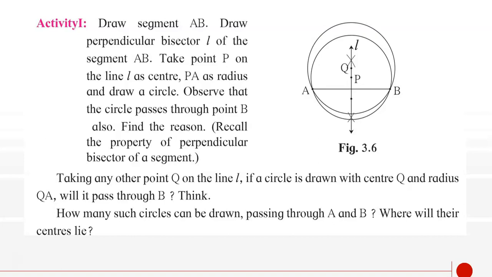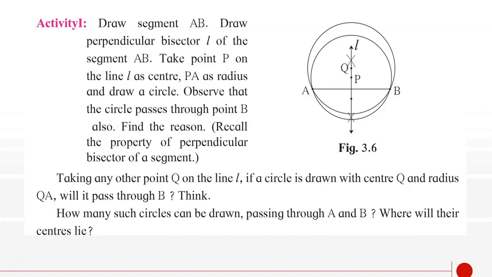Find the reason. Now over here you need to recall the property of the perpendicular bisector of a segment. If you remember, perpendicular bisectors divide a segment into two equal halves. So if PA is the radius, PB will also be a radius. Here, if PA is the radius of the circle, PB will also be a radius because both the distances are equal. So the circle will also pass through B.